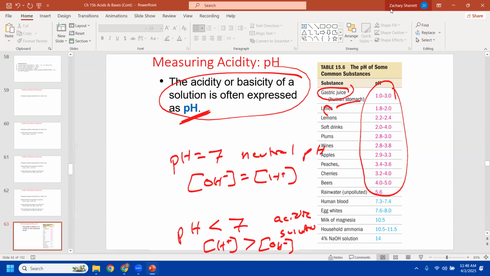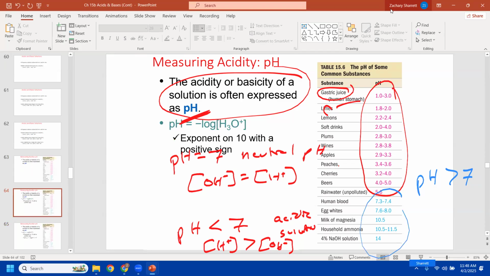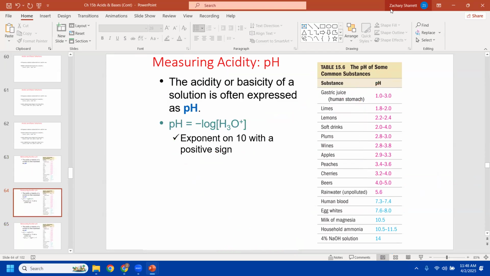When it's a basic solution, the pH is greater than 7. And the pH scale, they say, runs from 1 to 14, but really you can have negative pHs, you can have pHs higher. I'll show you how to calculate that in a second. So the way you solve for the pH is pH. Whenever you see this P, that means negative log of something. You're going to type that into your calculator. And for the capital H, you're going to type the negative log of whatever the H3O plus concentration is.